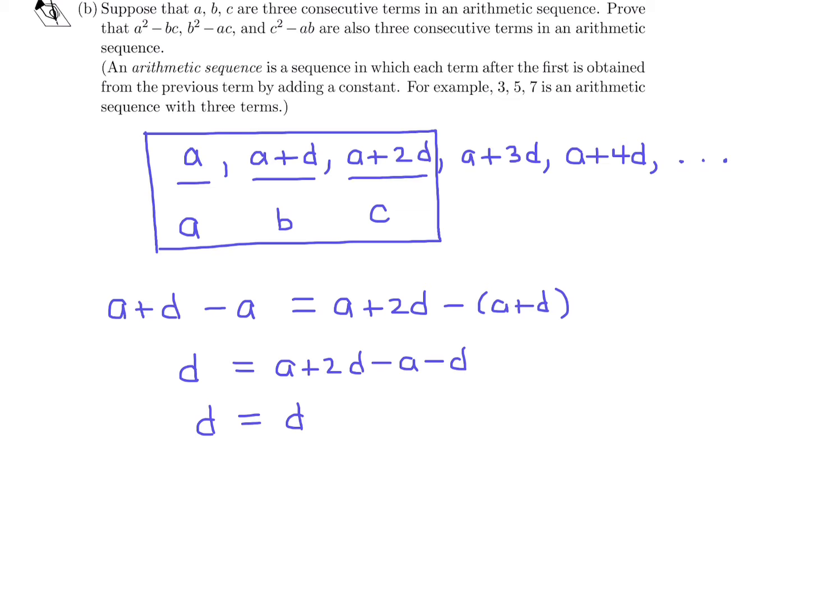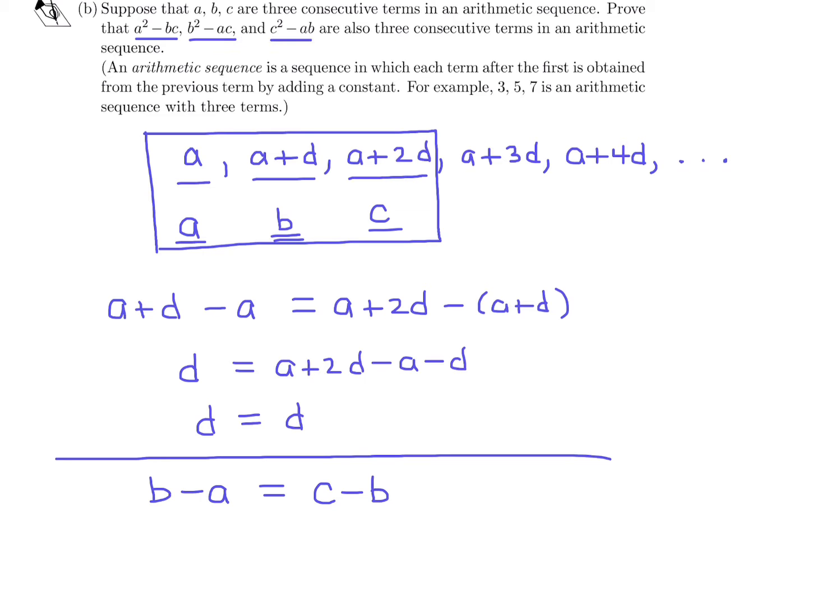So that basically means for me in this question that if you apply it using our letters, b minus a, the second term minus the first term, is equal to c minus b, the third term minus the second term. Okay? Hope that makes sense, right? So that's how we are going to proceed. We have to show the exact same thing for the three that they have given us. And the three that they have given us are a squared minus bc, b squared minus ac, and c squared minus ab.